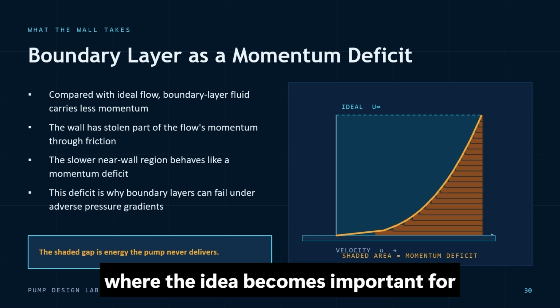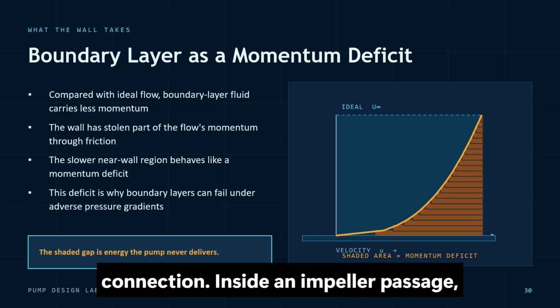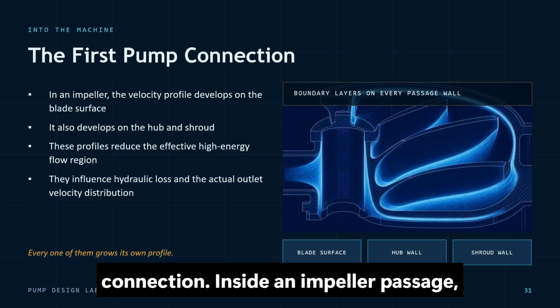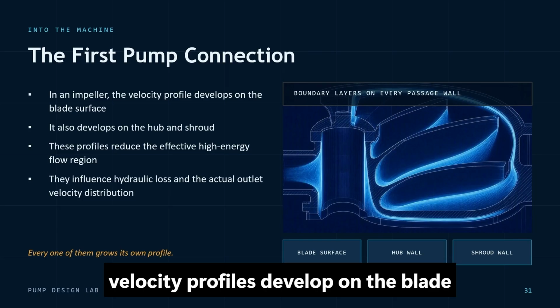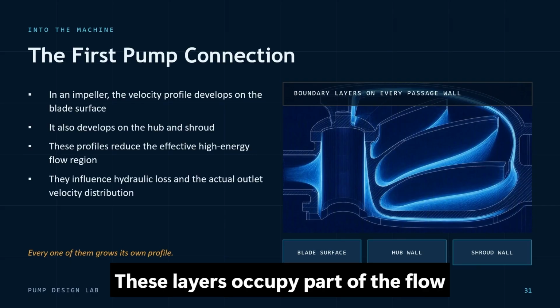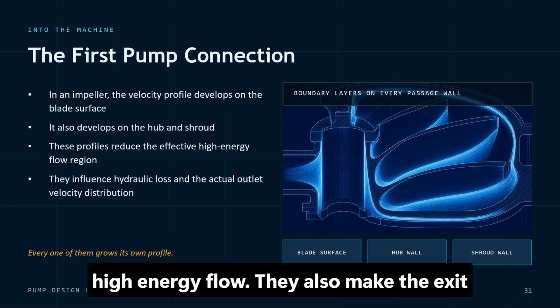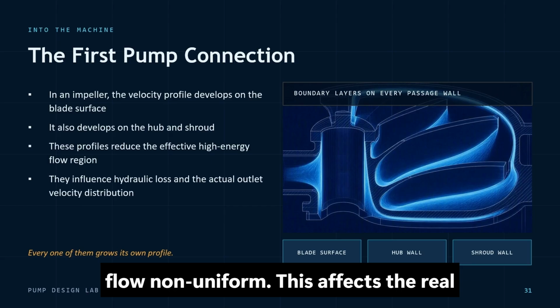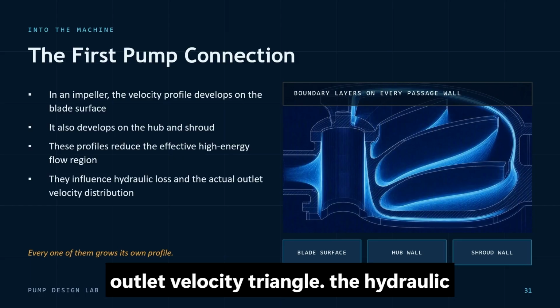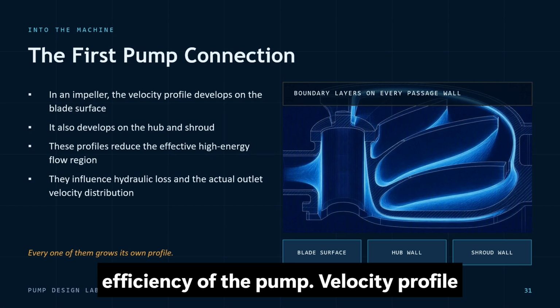This is exactly where the idea becomes important for centrifugal pumps. The first pump connection. Inside an impeller passage, velocity profiles develop on the blade surfaces and on the hub and shroud walls. These layers occupy part of the flow passage and reduce the region carrying high-energy flow. They also make the exit flow non-uniform. This affects the real outlet velocity triangle, the hydraulic losses, and ultimately the head and efficiency of the pump.